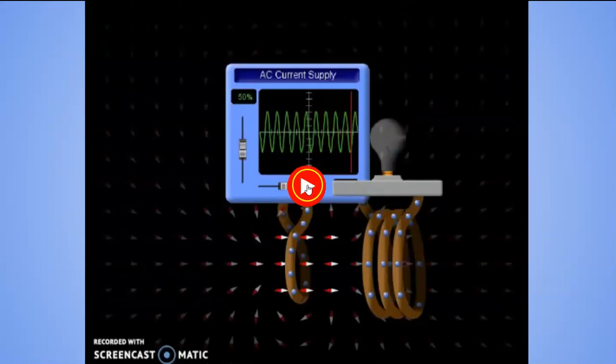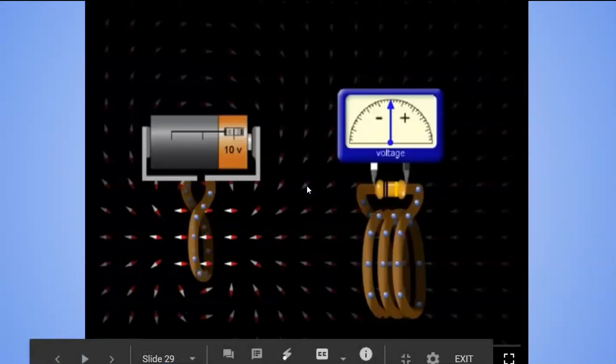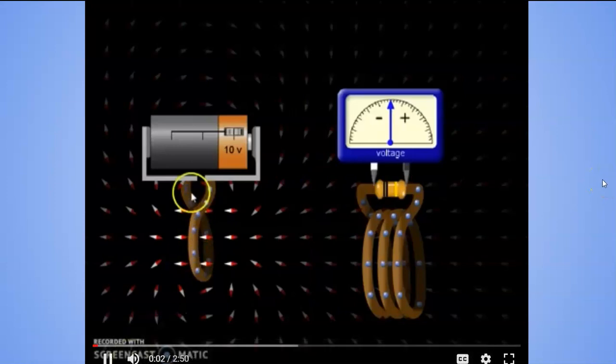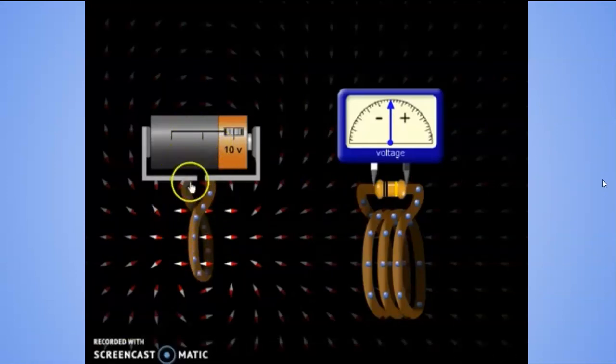Let's talk a little bit about transformers. Here's another little demo real quick. Got a battery hooked up here, a DC power source hooked up to a coil, and you can see those electrons just running around, a lot of current there. That's generating a magnetic field, isn't it? I can see the direction of the magnetic field.